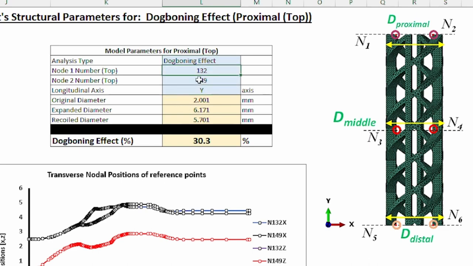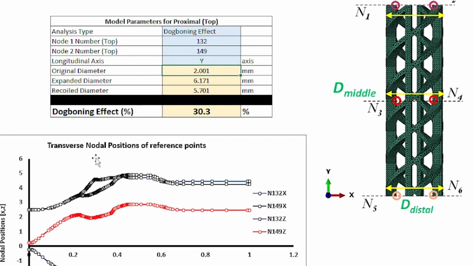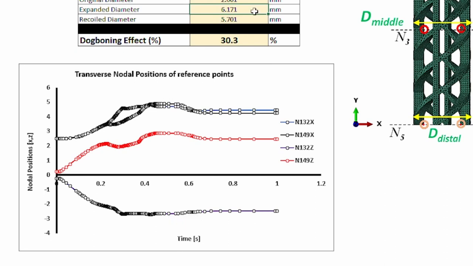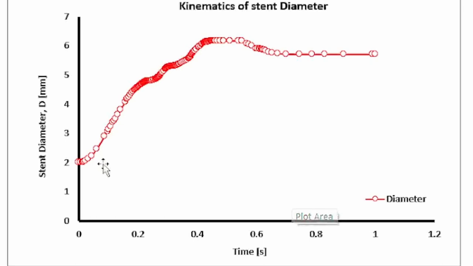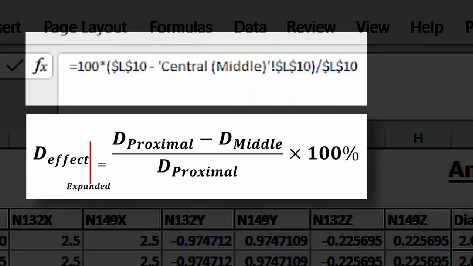We're analyzing node 1 and node 2, which are the top reference nodes, specified here. Now the first thing we will calculate is the original diameter, which is the diameter at the start of the specimen, which is 2. Then the expanded diameter is the largest diameter here, and then the recoil diameter is specified, and then it goes on to calculate the dogboning effect. If we look here at the kinematics of the stent, it shows the result that is generated as diameter is changing with time, and then there's a calculation that shows you how the dogboning effect is calculated.